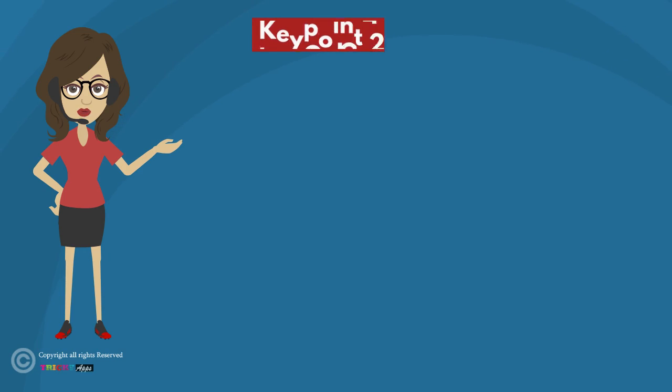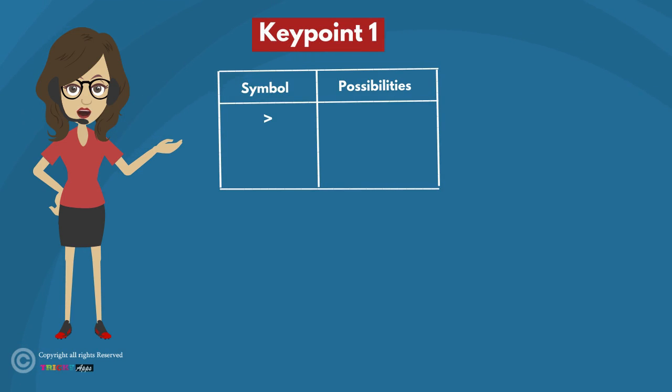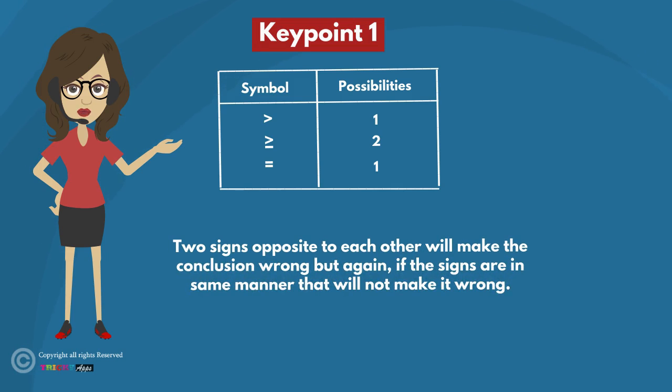Key point 1. Here in this table, the symbol greater than represents only one possibility, that is, only greater than. Here, the symbol represents greater than or equal to. It represents two possibilities, that is, greater than or equal to. And the symbol equal to represents only one possibility, that is, only equal to. Two signs opposite to each other will make the conclusion wrong, but again, if the signs are in the same manner, that will not make it wrong.